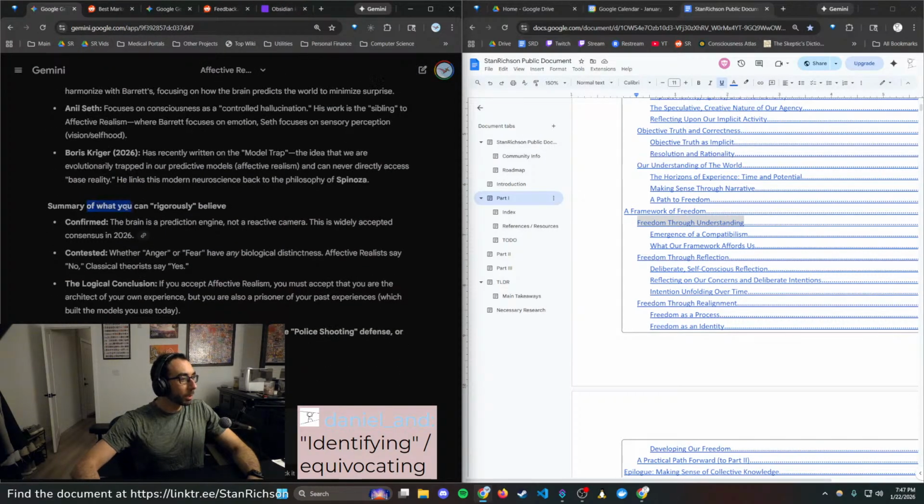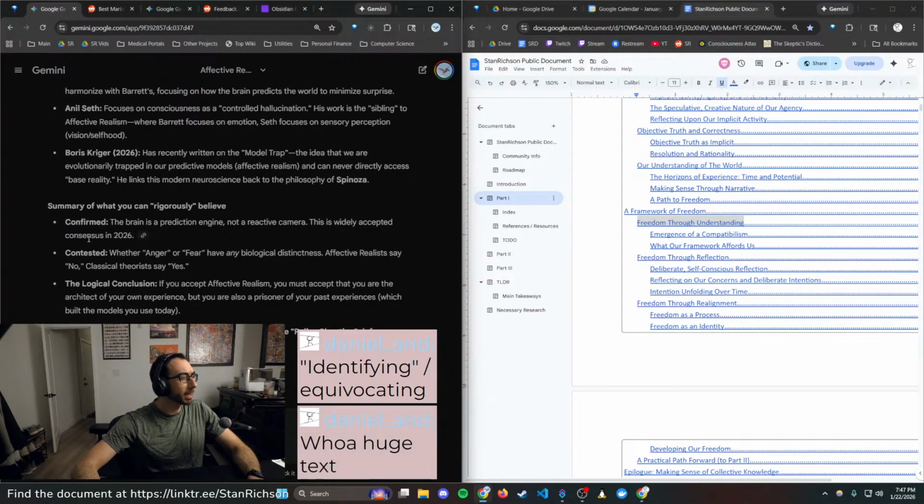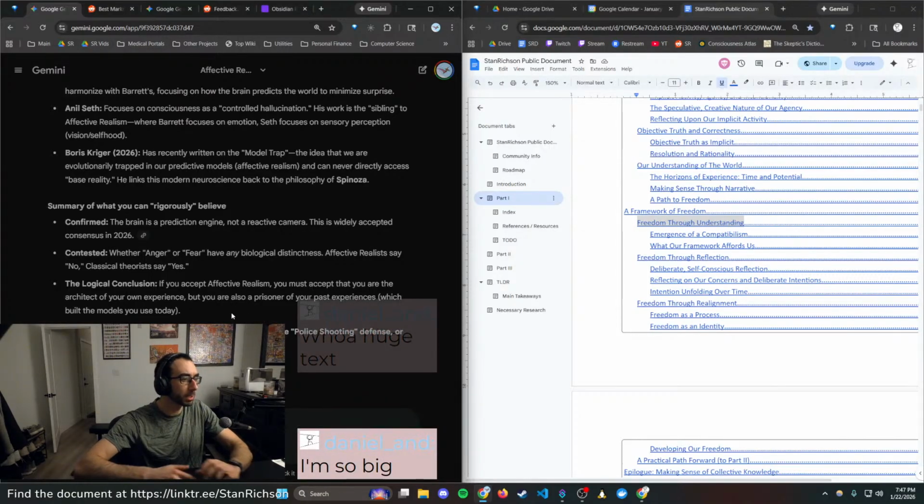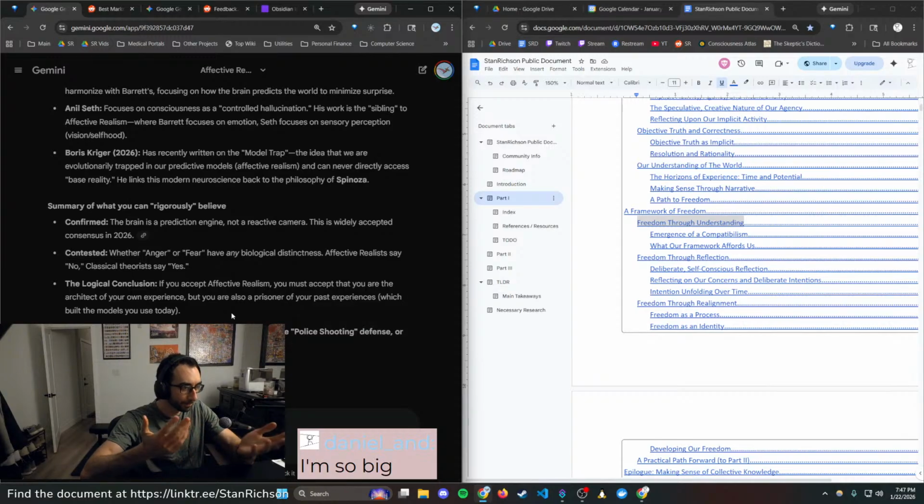Okay, summary of what you can rigorously believe. Confirm the brain is a prediction engine, not a reactive camera. This is a widely accepted consensus in 2026. Contested whether anger or fear have any biological distinctness. Affective realism says no. Classical theorists say yes. The logical conclusion: if you accept affective realism, you must accept that you are the architect of your own experience, but you are also a prisoner of your past experiences. Yep.